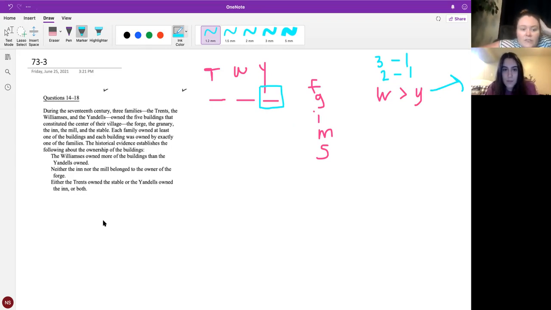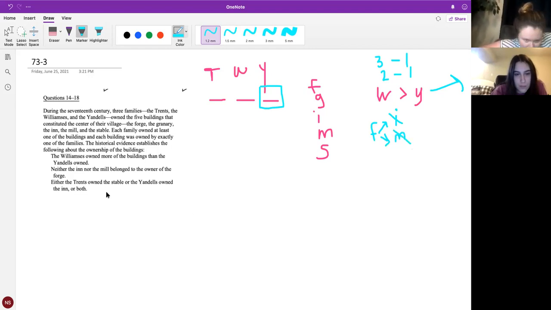So neither the I nor the M belong to the owner of the F. Okay, so if you have the F, you don't have the I or the M. And then either the T's own the stable or the Y's own the inn or both. So I know the stable is either with the T's or the Y's.